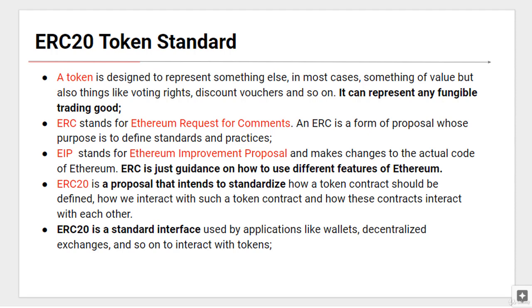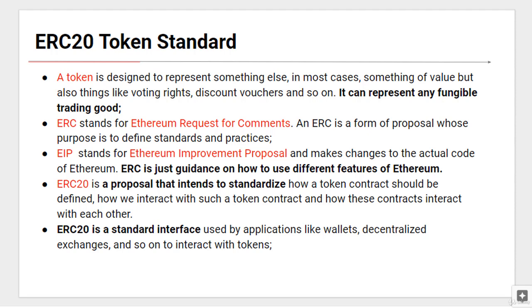It can represent any fungible trading good. ERC stands for Ethereum Request for Comments. An ERC is a form of proposal whose purpose is to define standards and practices. There is also an EIP that stands for Ethereum Improvement Proposal and makes changes to the actual code of Ethereum. ERC is just a guidance on how to use different features of Ethereum.